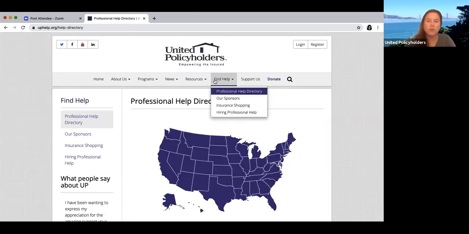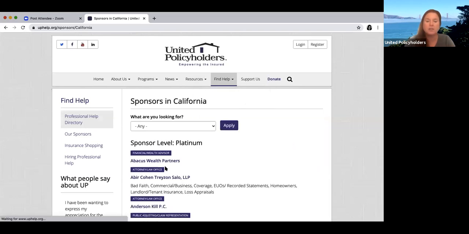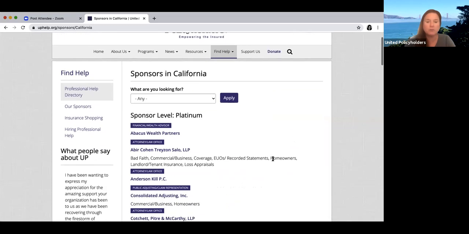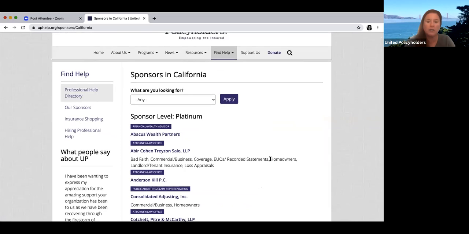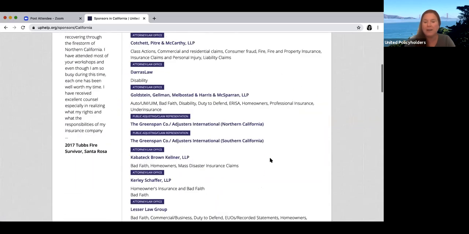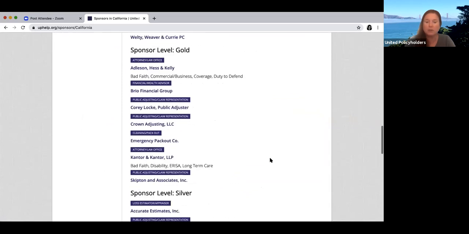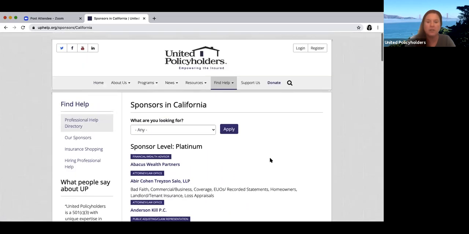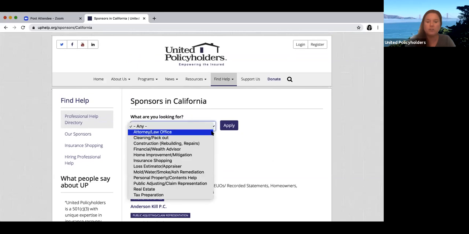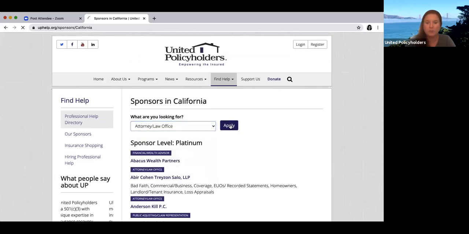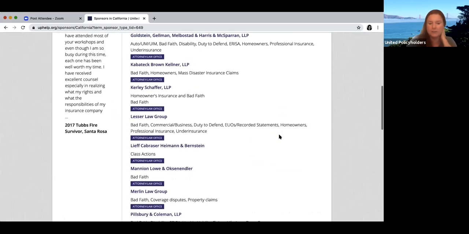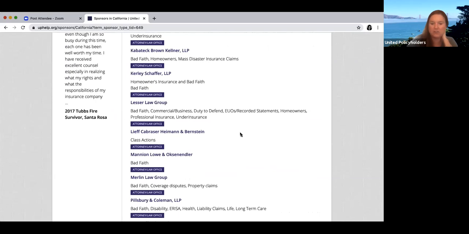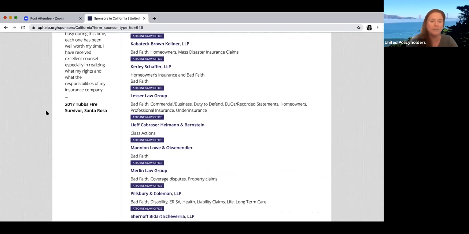Okay, so if you go here, find help, we have a professional help directory. If you click on California, you can find these people. We don't guarantee their work and we don't warrant anything that they do, but these are people we know and have worked with in the past. We do screening for these people. So if you want an attorney, you hit attorney, you hit apply, and you can go through, look at them, see where they're located, see what they specialize in.